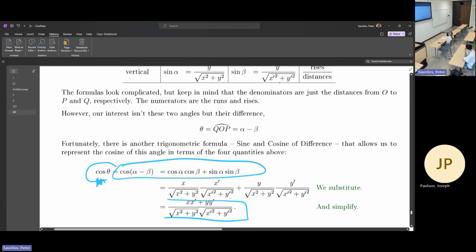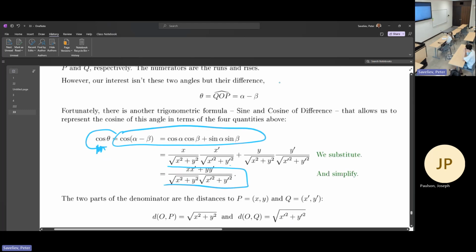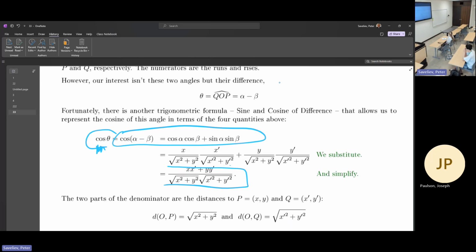It looks complicated, so let's try to simplify it. As I said, the denominator is nothing but the product of two distances. And can you guess why the denominator contains these two quantities?